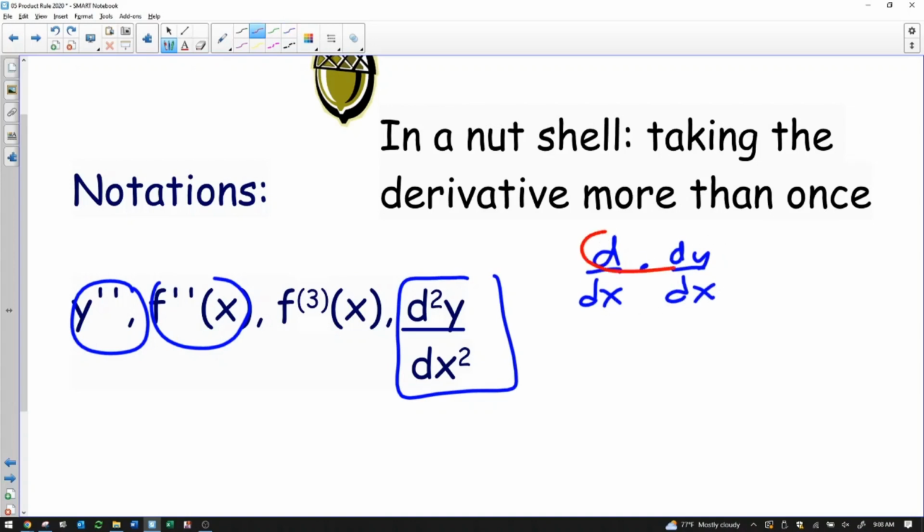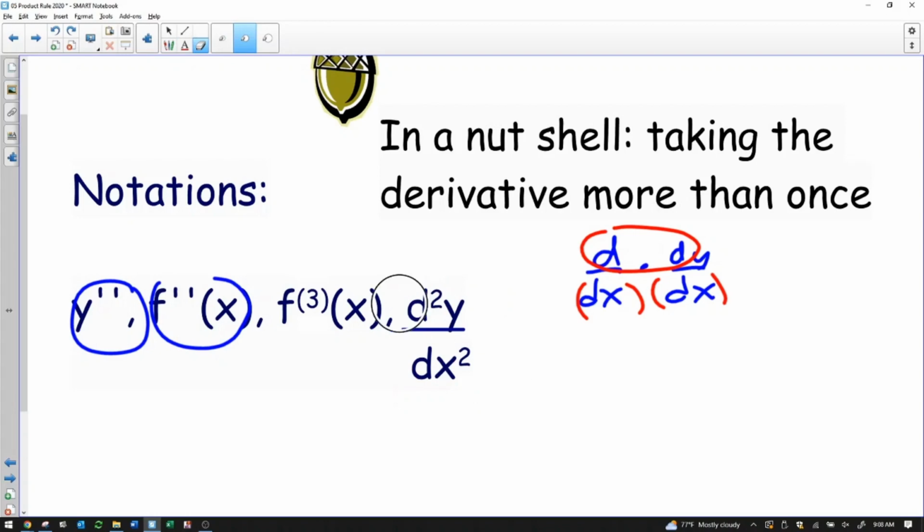Do you see how there's 2 d's here? That's where the squared came from. And do you see how there's 2 dx's here? That's where this squared came from. They don't put a parentheses here. This is just notation so that you don't freak out when you see it, but this is just saying the second derivative.